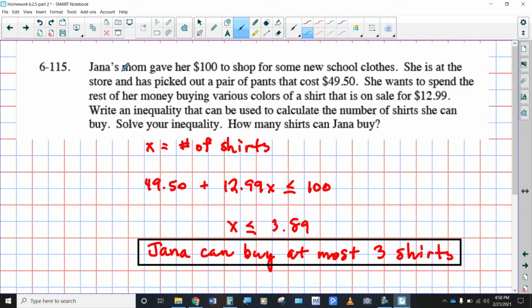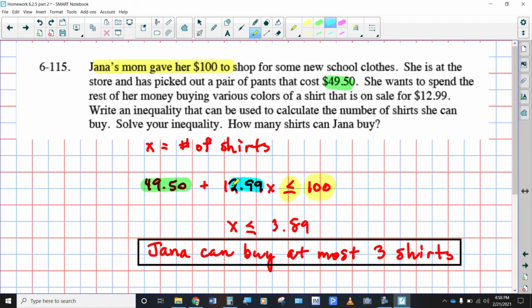All right, this looks like an inequality situation. Well, let's just read it. Jenna's mom gave her $100 to shop for some new clothes. I'm going to highlight that. That's important. That means she can spend a maximum of $100, but she could spend less if she wanted to. She is at the store and has picked out a pair of pants that cost $49.50. I'm guessing she's going to buy those pair of pants no matter what. She wants to spend the rest of her money buying various colors of shirts that are on sale for $12.99.